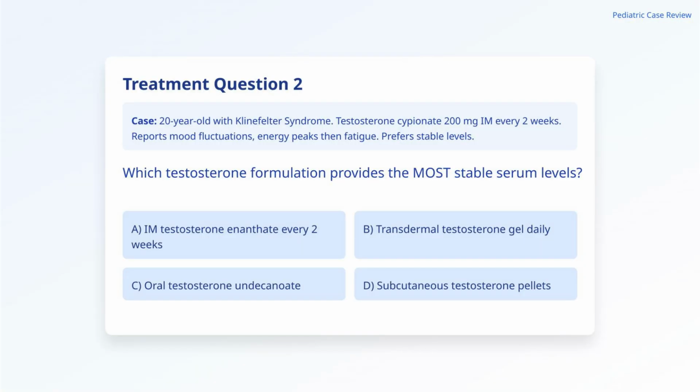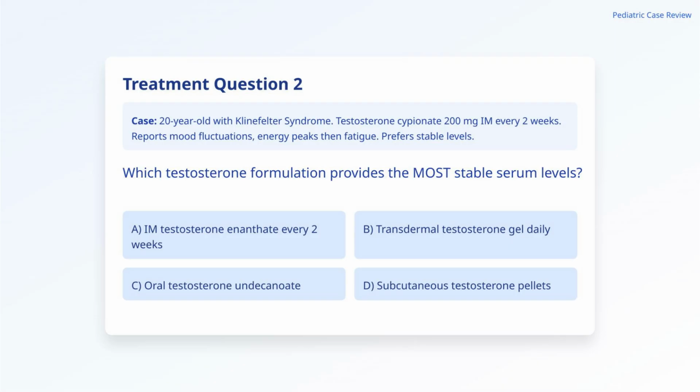Case scenario: a 20-year-old male with Klinefelter syndrome is currently receiving testosterone cypionate at 200 milligrams intramuscularly every 2 weeks. He reports significant mood fluctuations, with energy peaks immediately after injection followed by fatigue before the next dose. He prefers an alternative treatment providing more stable hormone levels. Question: which testosterone formulation provides the most stable serum levels?